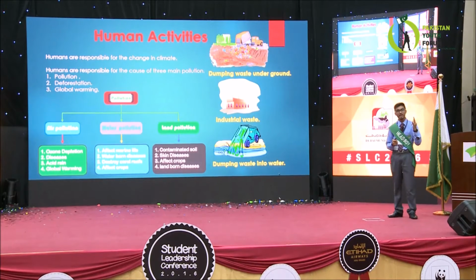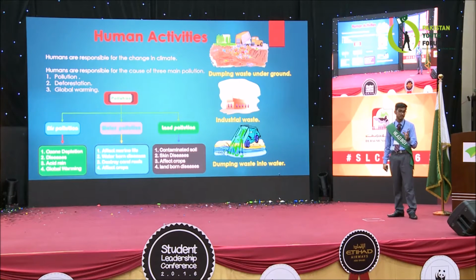Pollution. There are three main types of pollution: air pollution, water pollution, and land pollution. Air pollution is responsible for ozone depletion. Water pollution is responsible for affecting marine life and coral reefs. Land pollution is responsible for contaminating the soil, which affects the production of food.